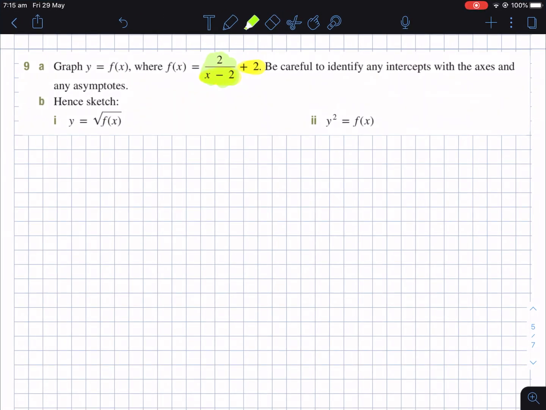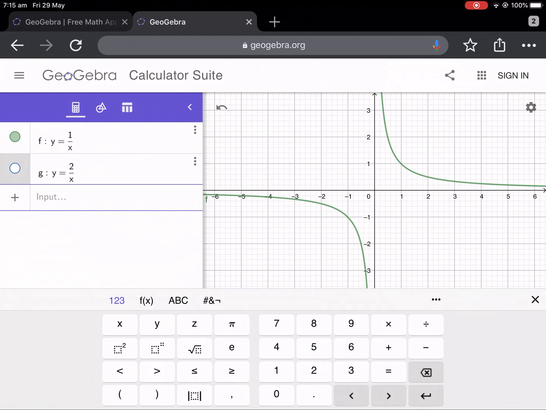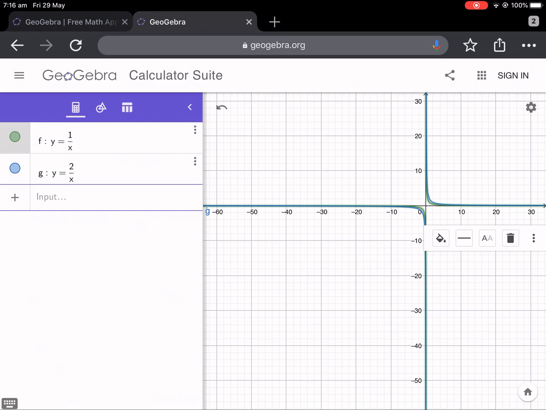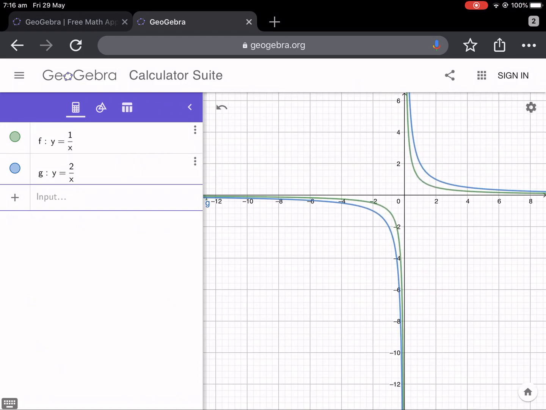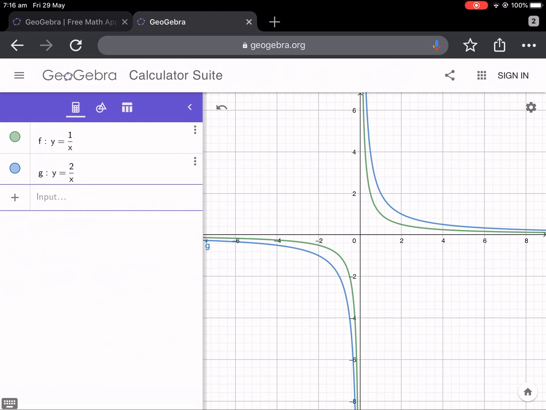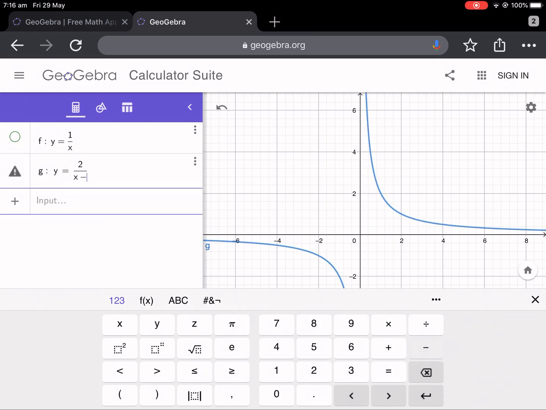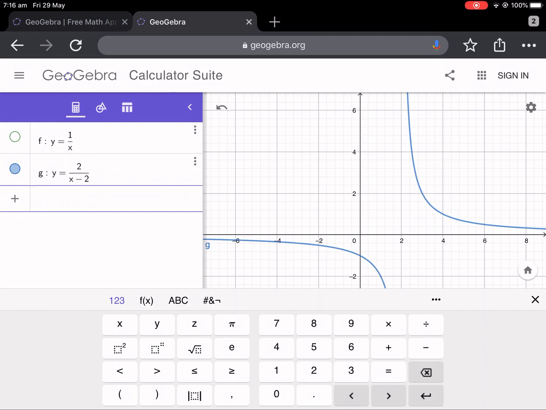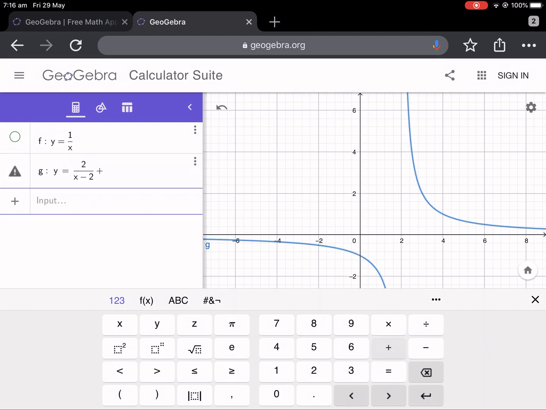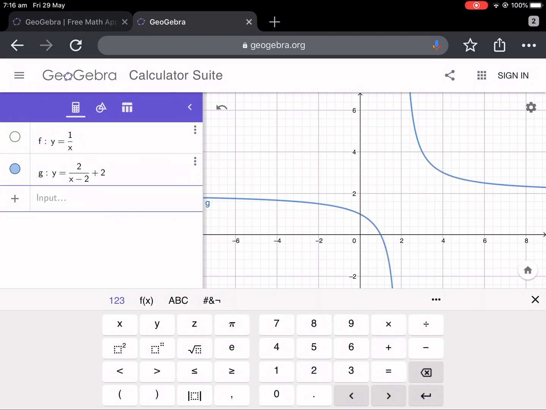But to explain what the 2 on top of the fraction does, I'd like to look at GeoGebra, to remind you what this does, because you already know this. So this is just a graph of normal 1 on x, and this is a graph of 2 on x. So it's a bit wider, it stays a bit further away from the x-axis. If we zoom out, eventually it looks the same, but when we're fairly close, it still looks like that. So then if I have 2 on x take 2, it's been moved right 2 spots. And if I then do a plus 2 at the end, it's moved up 2 spots.